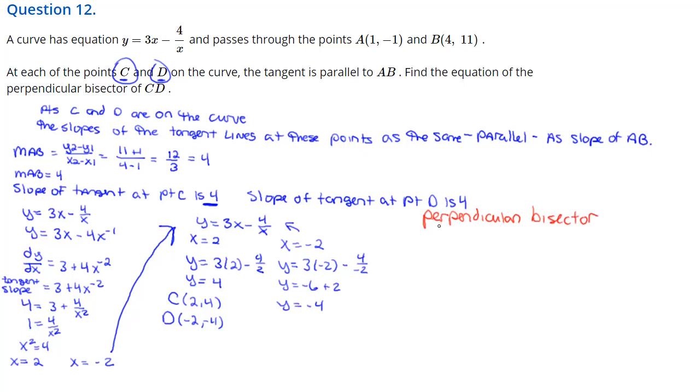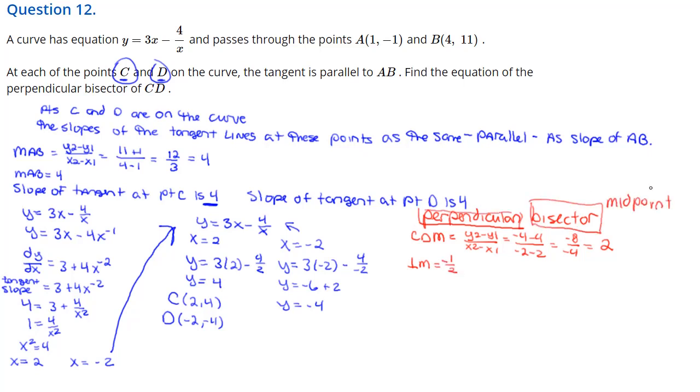Now if I want to find a perpendicular bisector, first it's got to be perpendicular. So let's find out what's perpendicular to CD. All I'm going to do is take my y's and subtract them, and my x's and subtract them. And that's going to give me a slope of positive 2. Now the perpendicular slope is going to be negative 1/2. That takes care of perpendicular.